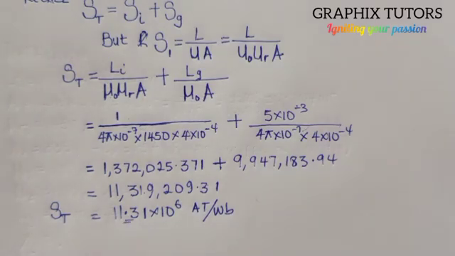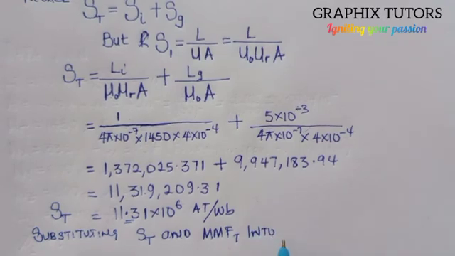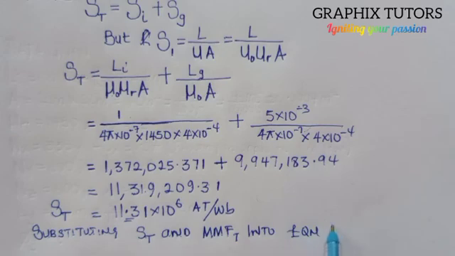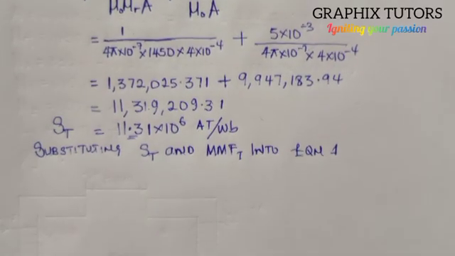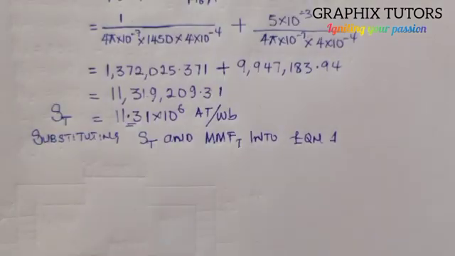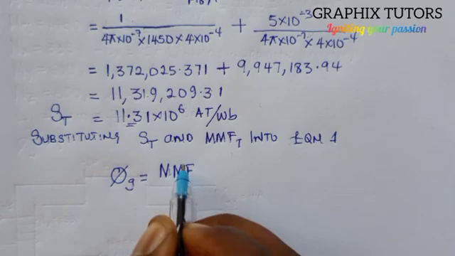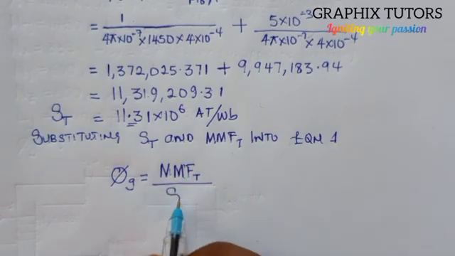Now what we're going to do here is substitute our reluctance and MMF into equation 1. So substituting S total and MMF total into equation 1. So let's do that. What's our equation 1 that we did earlier? The equation 1 here is given as, let's see, this is equal to this, right? So it means that the air gap flux is equal to the MMF total all over the reluctance total.